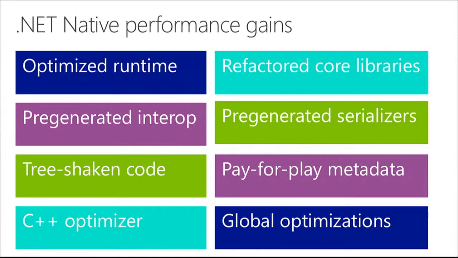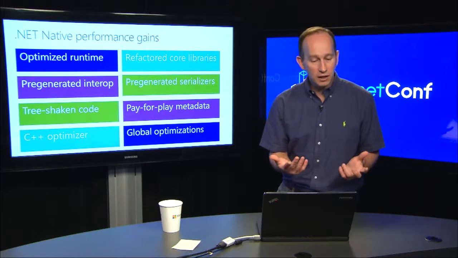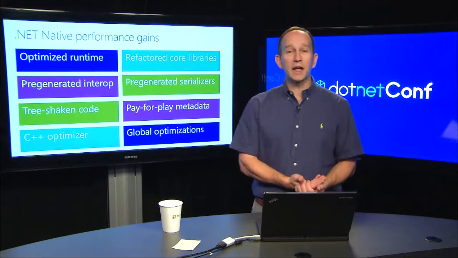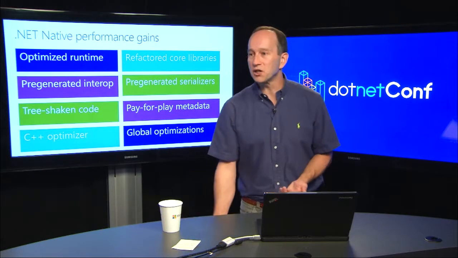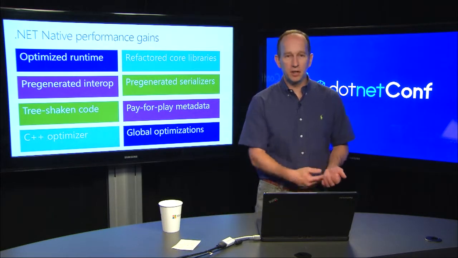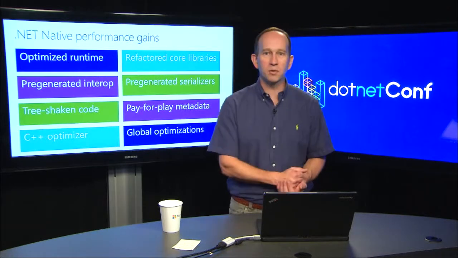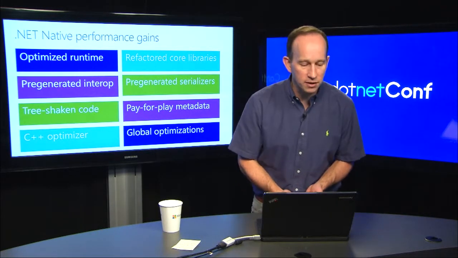So some of the performance gains that we're seeing from .NET Native, I've talked a little bit about it, but just to go over again: we have an optimized runtime, very small, distributed with the app. We have refactored library code. Sorry, slides go this way. Our libraries have been refactored and optimized for static, only bringing in the things that are needed. We've got pre-generated interop code and pre-generated serialization code. Any work that doesn't have to be done at runtime will obviously bring you a performance increase at runtime.